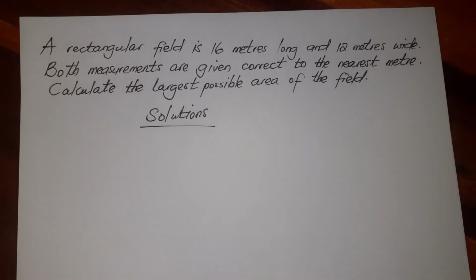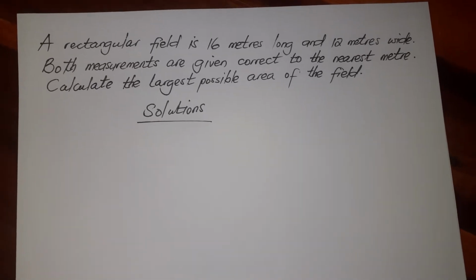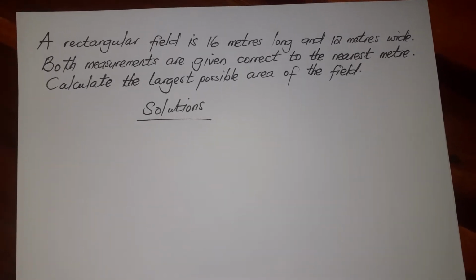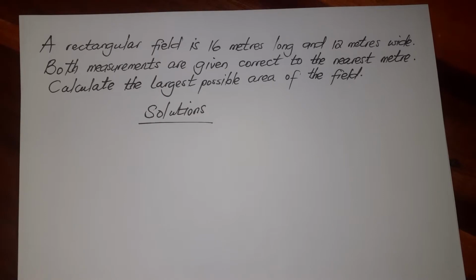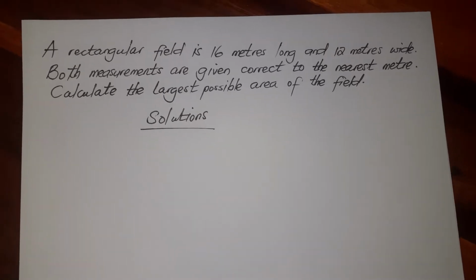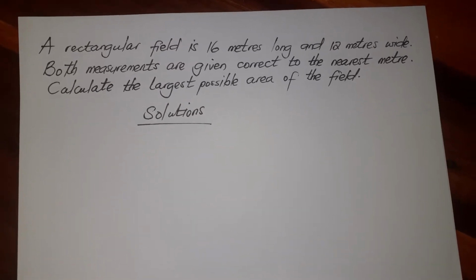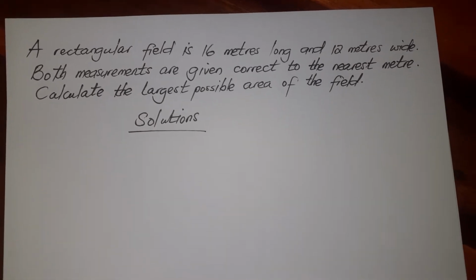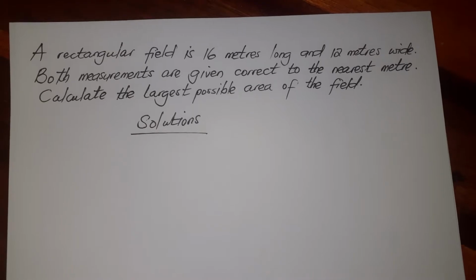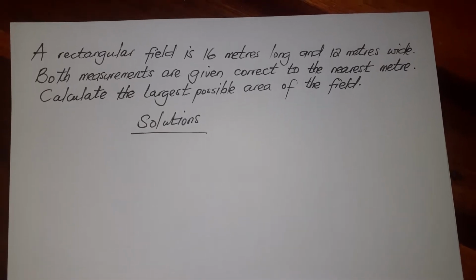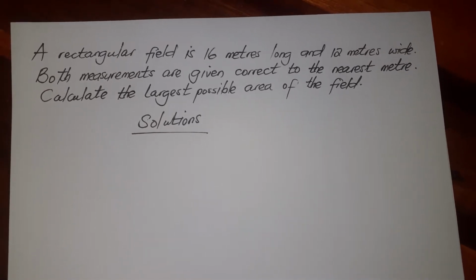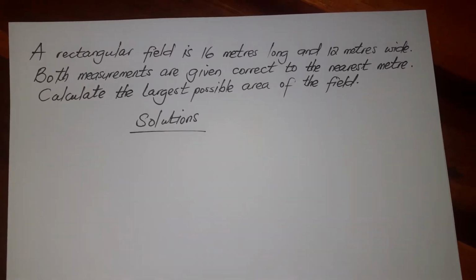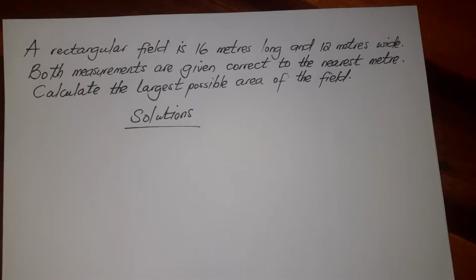In this video we are going to learn about how to answer some of the questions on limits of accuracy. Now in this video we have the question saying that a rectangular field is 6 meters long and 12 meters wide. Both measurements are given correct to the nearest meter. Calculate the largest possible area of the field.